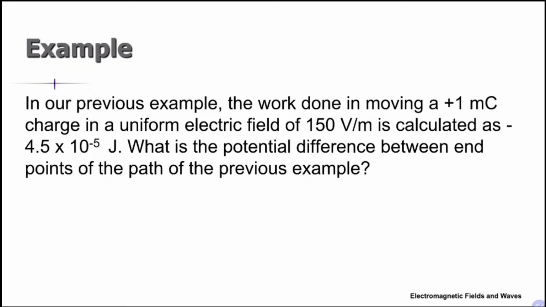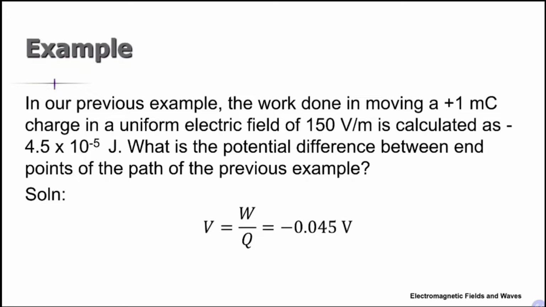So what's the potential difference between the endpoints of the path of this example here? Simple calculations. The potential difference is equal to the work done divided by the charge, and that worked out to be minus 0.045 volt.